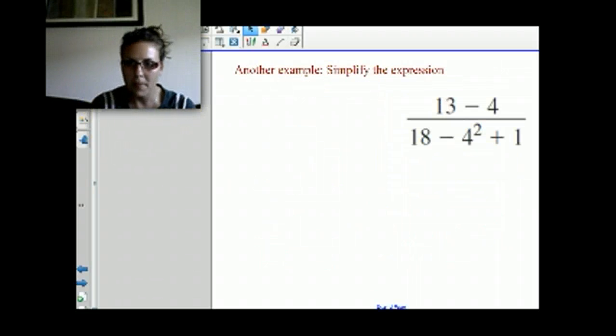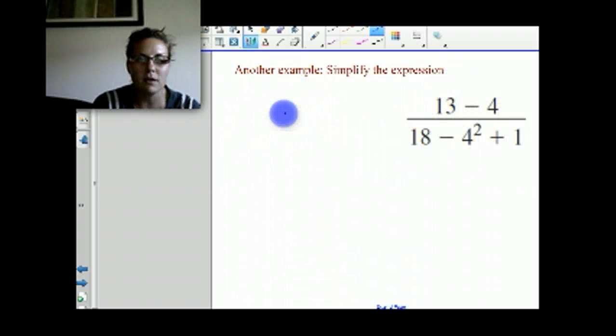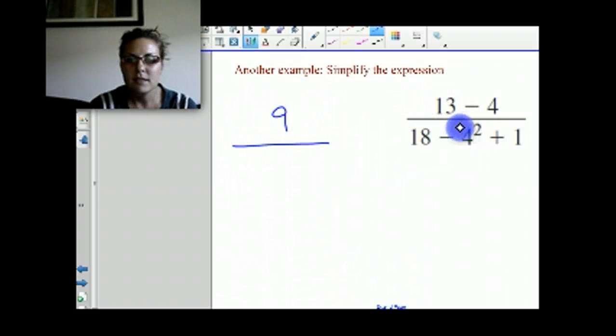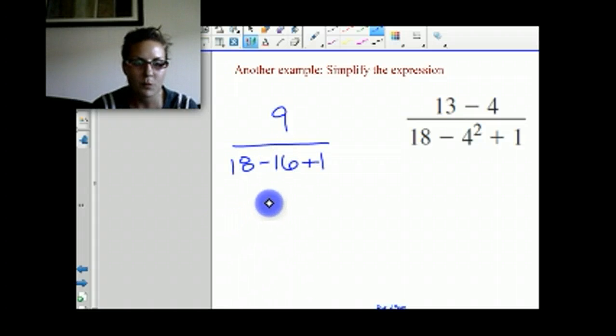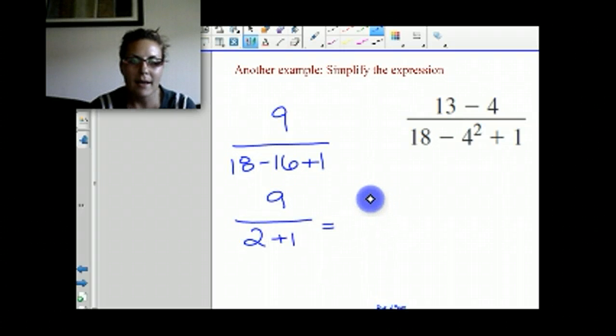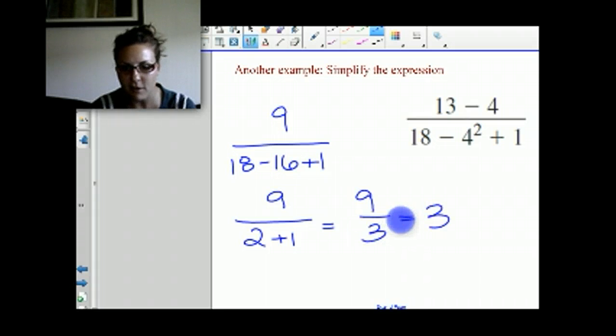One more. 13 minus 4, I get 9 on top. Same idea on the bottom. I keep my 18. Minus 4 squared is 16 plus 1. Now I have 9 over. 18 minus 16 is 2 plus 1. I end up with 9 over 3, which simplifies to 3.